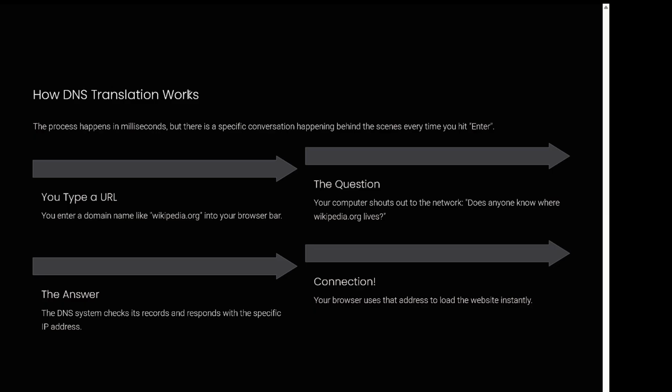This is how DNS translation works. The process happens in milliseconds, but there is a specific conversation happening behind the scenes every time you hit enter. You enter a domain name like wikipedia.org into your browser bar. Your computer shouts out to the network where it is. The DNS system checks its records and responds with a specific IP address and connection. Your browser uses that address to load the website instantly.